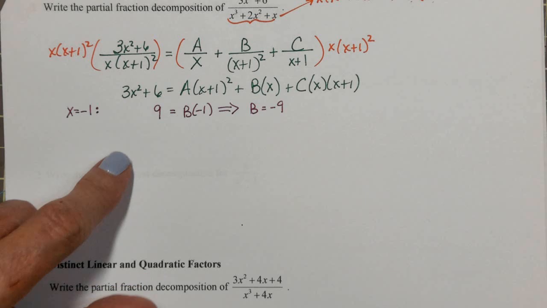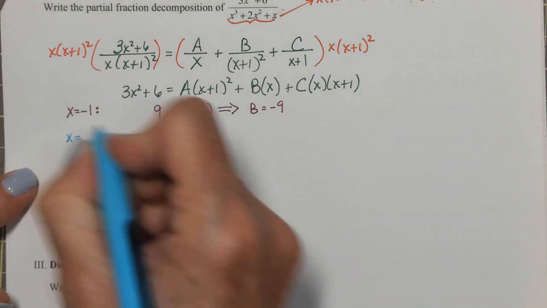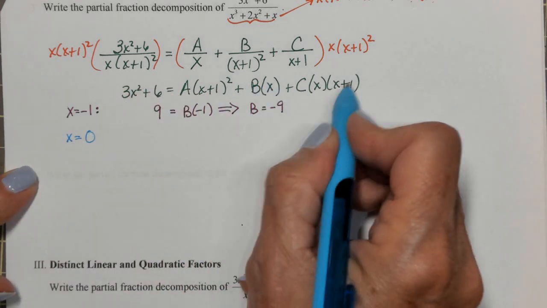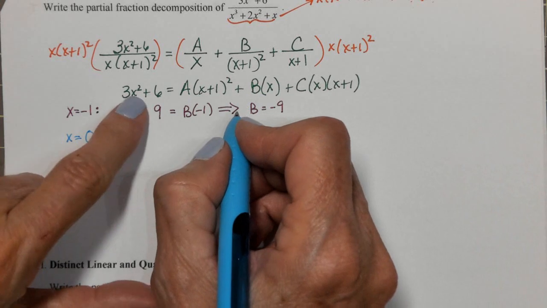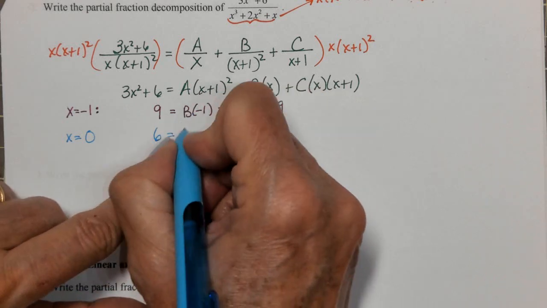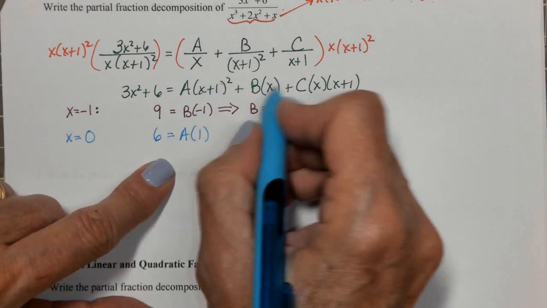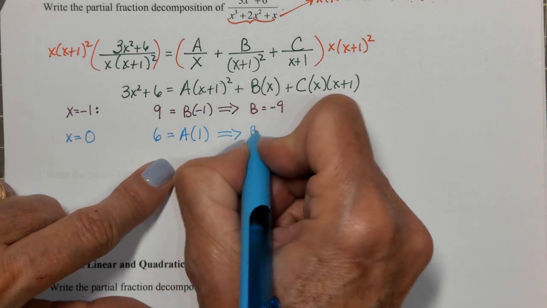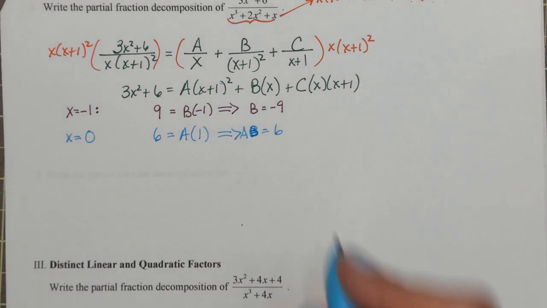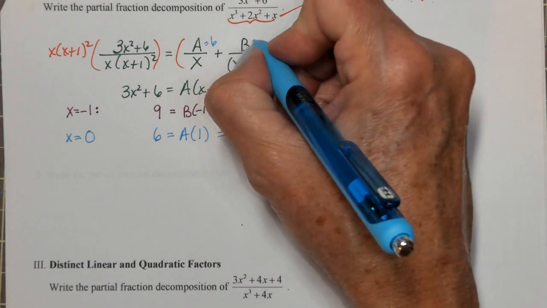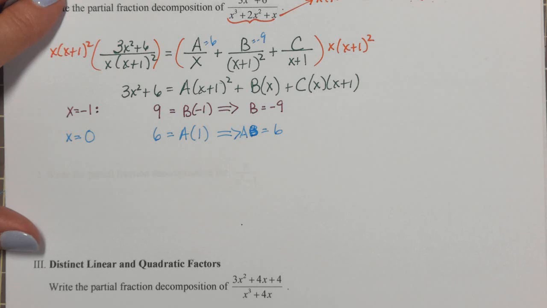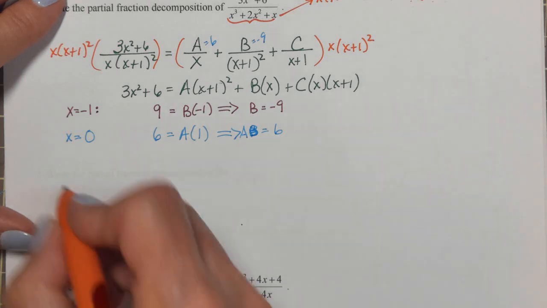Okay? Next. How about 0? What if we let x be 0? If we let x be 0, I wouldn't have that piece, and I wouldn't have this piece. I would only have A. That'll work out good. So this is just going to give me 6 on the left. This is going to be A times 1. Everything else is 0. A has got to be 6. I was looking above. So far we have A and we have B. Now to get C. All right, what else can we let x equal here?